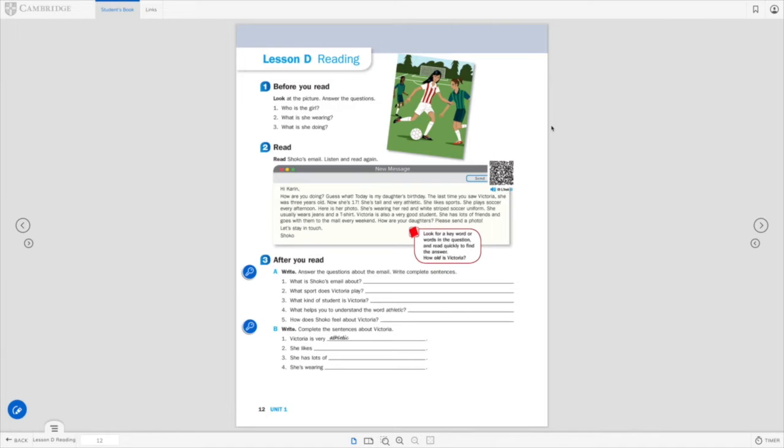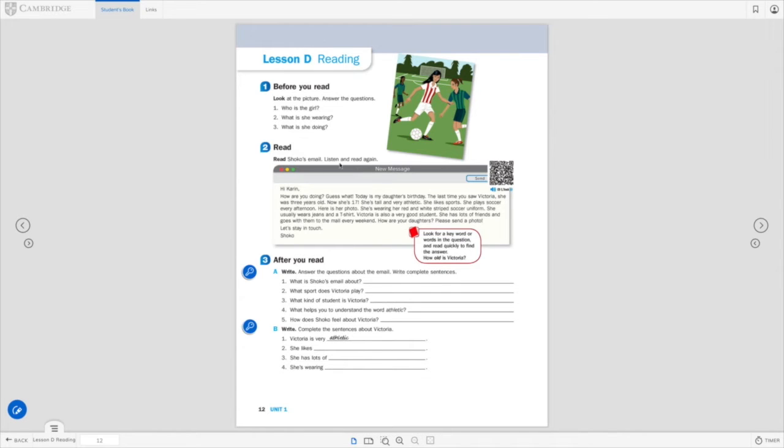Hi students, today we're going to practice reading and I'm going to give you 2 or 3 strategies, ways in which you can read and get more from what you read. So the first strategy I want to give you is to look at the picture that goes along with the reading. That can give you a lot of information about what you will be reading about.